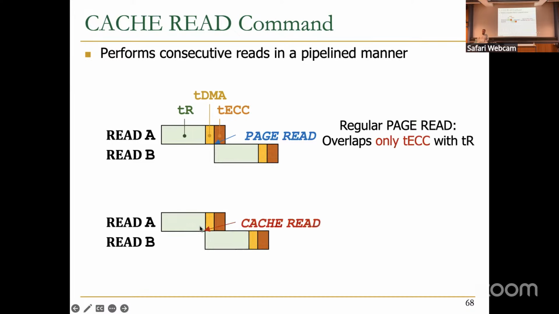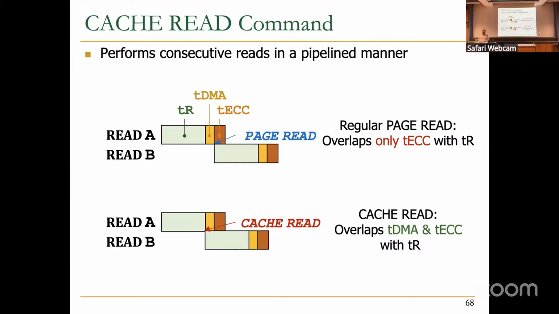But there's another optimization that people are using, which is cache read. When we are sending the command for read A, we are also sending the cache read command B to the NAND flash chip, saying that you need to give me the page A, but after that I also need the page B. So we are overlapping these operations, and with that we can overlap TDMA and TECC.